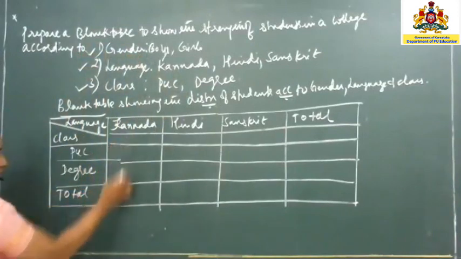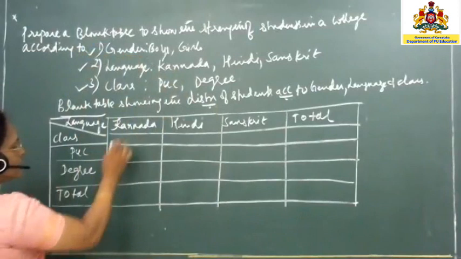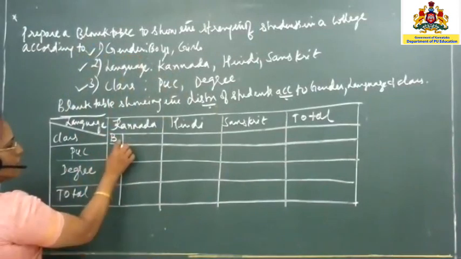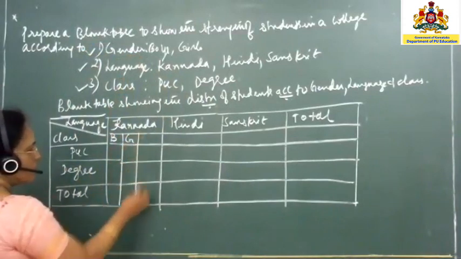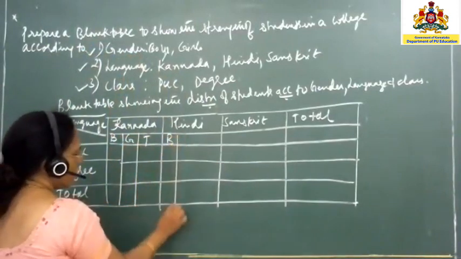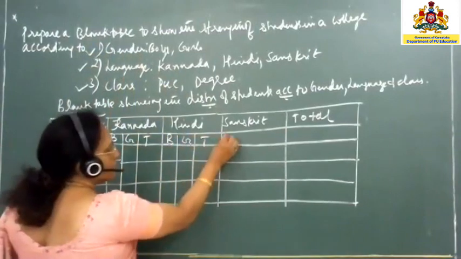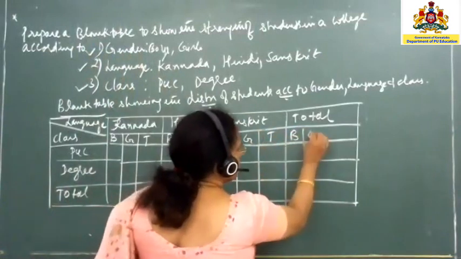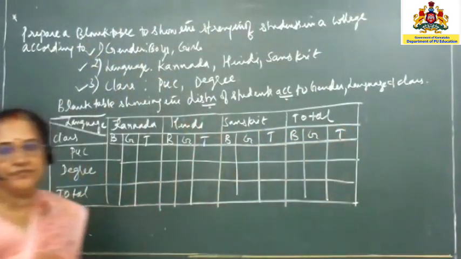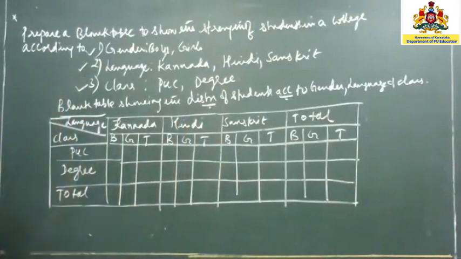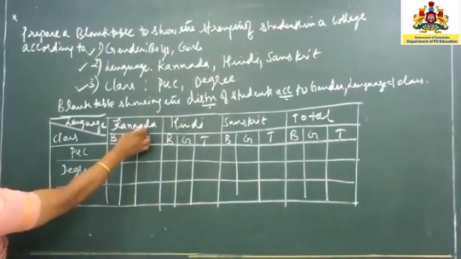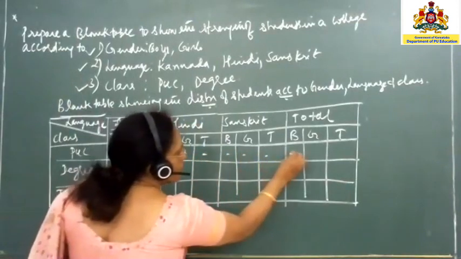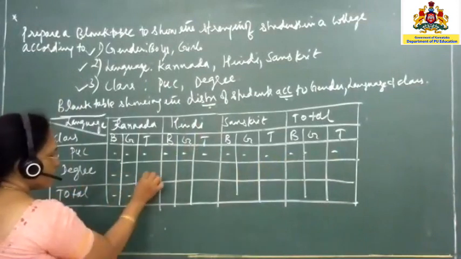Now that gender can be put in the form of a few more columns. Under Kannada, you have, see, I use this alphabet now: B for boys, G for girls, T for total. The same way you can write it down for all the rest of the columns. Okay. Now having made use of all of them, gender is there, then you have language, then you have class. Now if you put the dashes, this becomes your blank table.